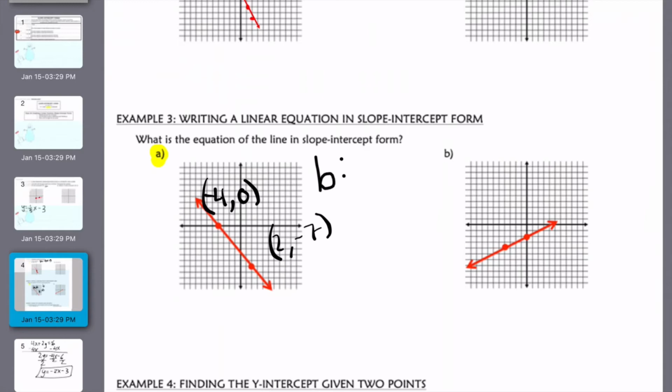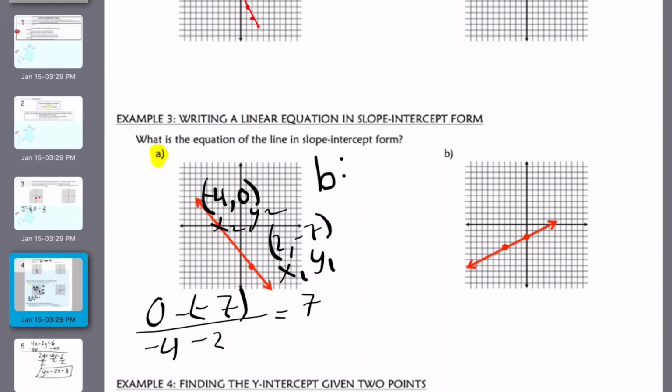So now I'm going to try to find my slope. So that means I need to essentially label which points are going to be my x1, y1, and x2, y2. So I'm going to have 0 minus -7 over negative 4 minus 2. So this is going to be 7 over negative 6.